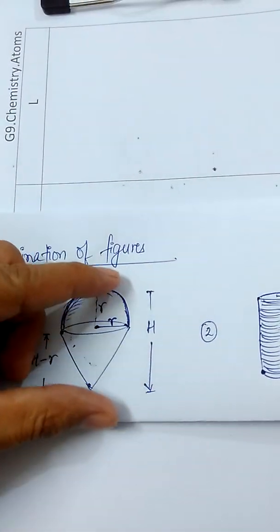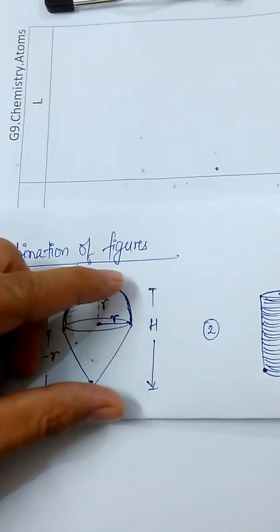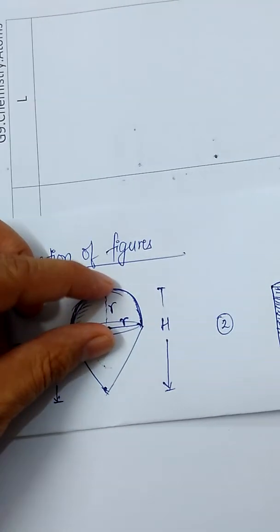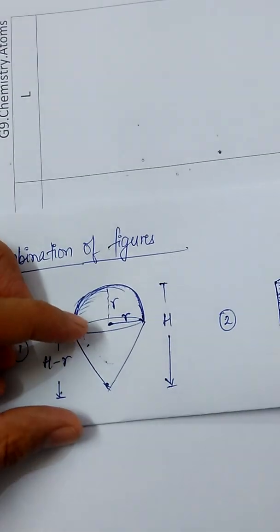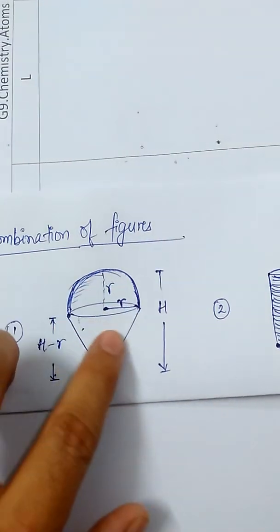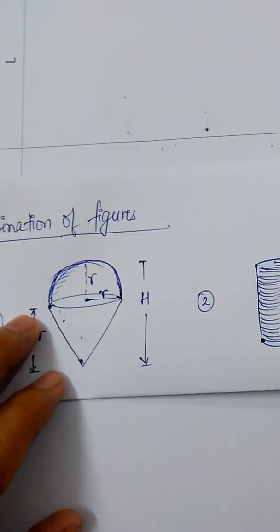If the total height of the object is capital H, then from capital H, if you subtract the radius r, you'll get the remaining part, which will be the height of the cone. In this case, it is capital H minus r. So these small ideas can help you in cracking these questions.